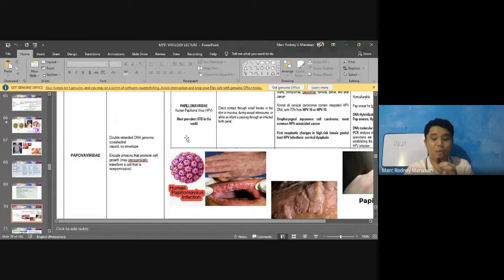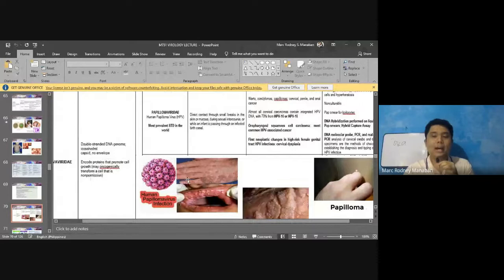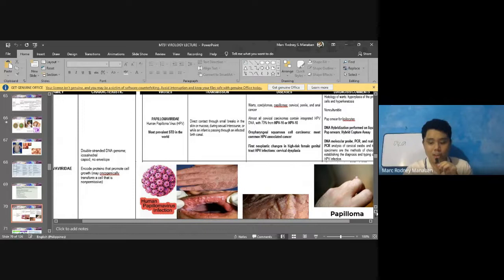Your HPV, your human papillomavirus. All right. Now, how do we get this? Direct contact through small breaks in the skin, during sexual intercourse, or when the infant passes through an infected birth canal. So it's more on direct contact with the lesions. Okay. Now, for your HPV, on say mga disease, of course, your HPV normally causes mga warts. Okay, mga warts, ayan, or papilloma.